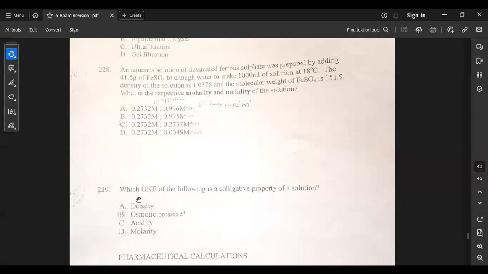Question 28. An aqueous solution of desiccated ferrous sulfate was prepared by adding 41.5 grams of ferrous sulfate to enough water to make 1,000 ml of solution at 18 degrees Celsius. The density of the solution is 1.0375 and the molecular weight of ferrous sulfate is 151.9. What's the respective molarity and molality of the solution?